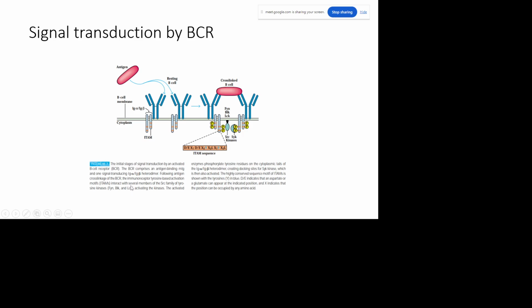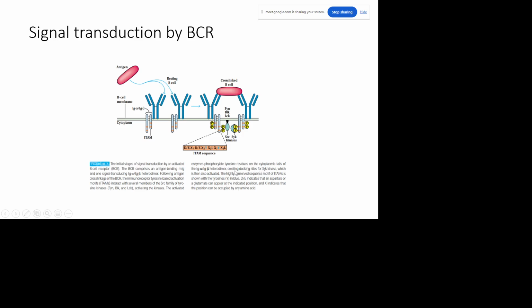This ITAM region of Ig alpha Ig beta interacts with several members of the SRC family of tyrosine kinases, for example FYN, BLK, LCK, which activates these kinases. These activated kinases phosphorylate the tyrosine residues of the ITAM of Ig alpha Ig beta. These phosphotyrosine residues are actually a docking site for SYK kinase.